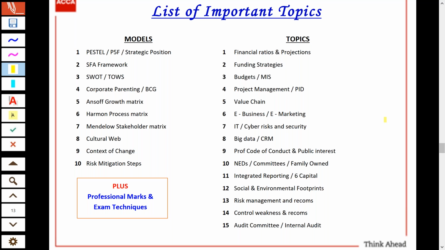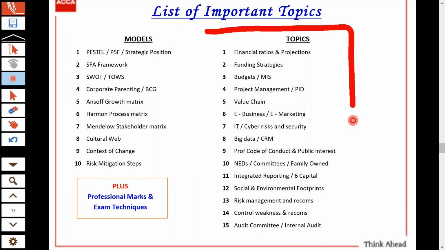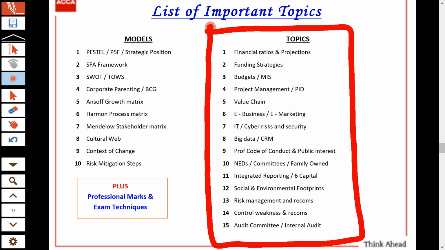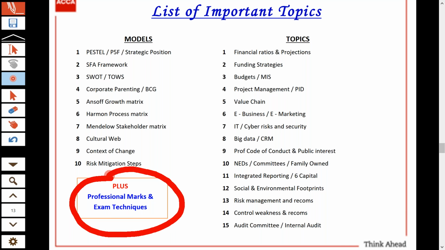Now, as I mentioned earlier, you need to focus on 10 models and 15 topics. So this is the list of top 10 models which I think is important for December. And this is a list of 15 topics other than the models, which I think is important for December. And outside this, we need to practice professional marks and exam techniques. Okay.